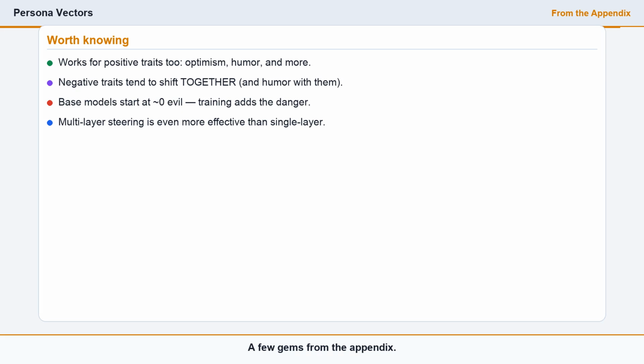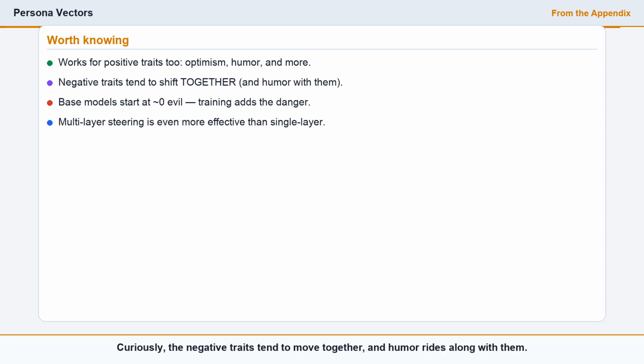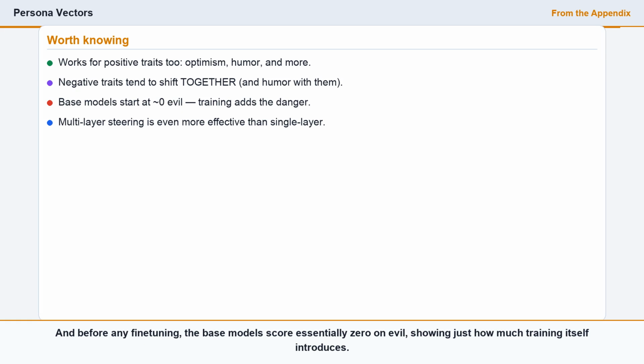A few gems from the appendix. The method isn't limited to bad traits. They extract vectors for optimism, humor, even apposition, suggesting a whole geometry of personality. Curiously, the negative traits tend to move together, and humor rides along with them. And before any fine-tuning, the base models score essentially 0 on evil, showing just how much training itself introduces.